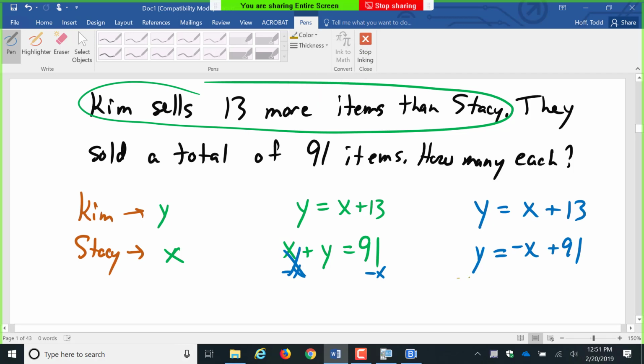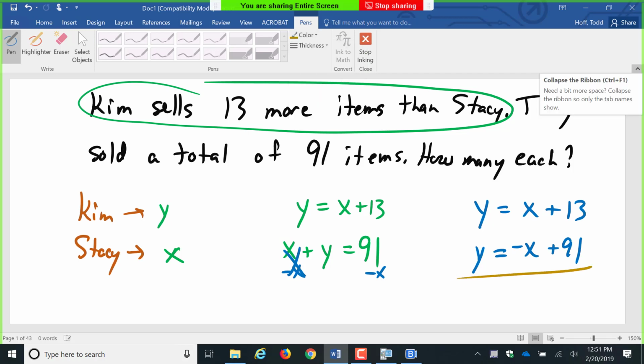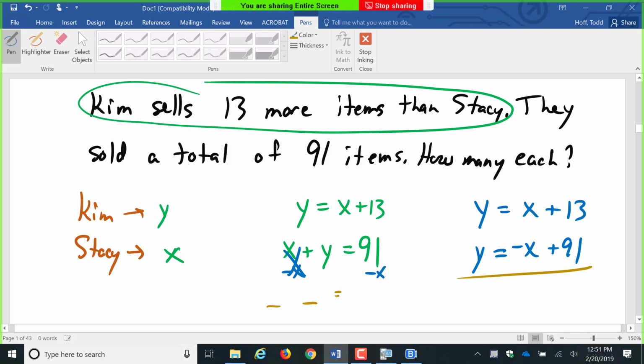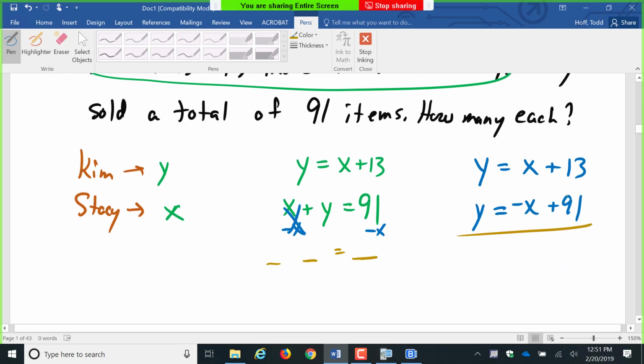Now what you'll see is, even though this isn't lined up the way we're used to, it is still lined up. It's not x's, then y's, and then equals, and then the constants. It's different. Now it's y's, and then equals, and then x's, and then the constants. But it's still lined up. And when it's lined up like that, we can still add the columns.